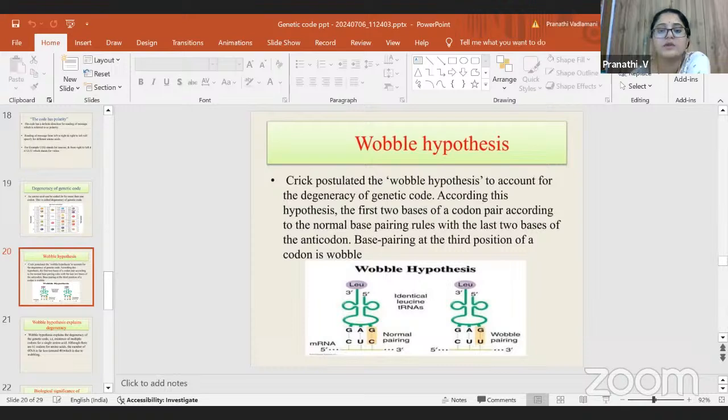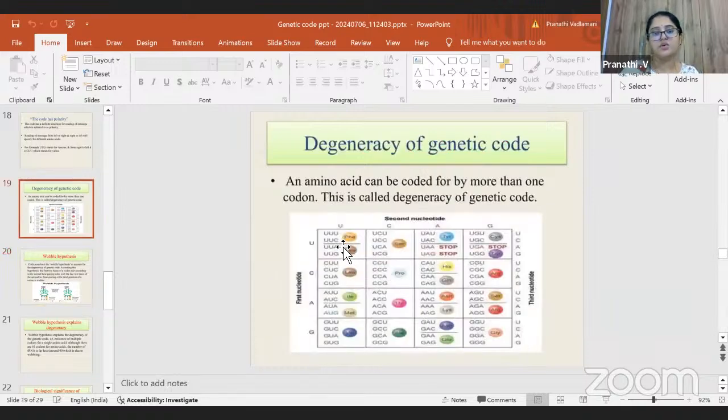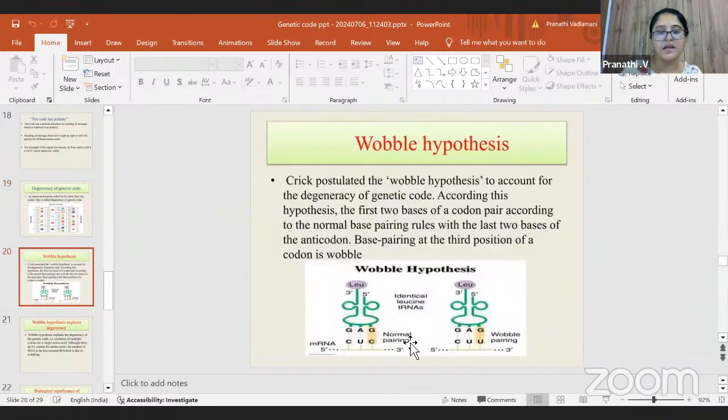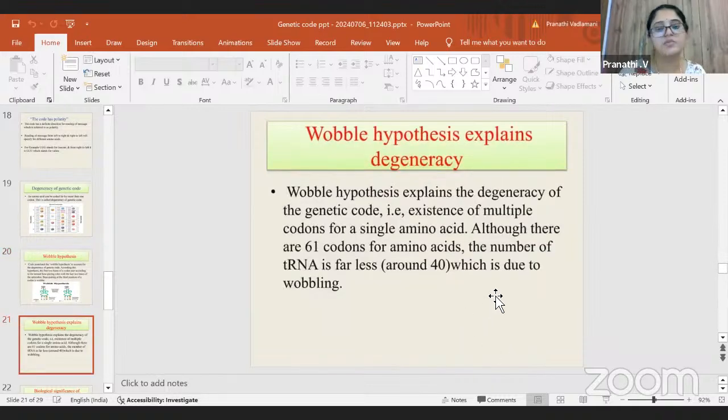And Crick had postulated the wobble hypothesis, which says that the first two bases of the codon have normal base pairing, but the third base can change. Like I told you, if it is U, C, A or G, any one of them can come into the tRNA, and it causes a wobble pairing. So this explains the degeneracy. Even if the third base is of a different nature, the same amino acid is being produced.